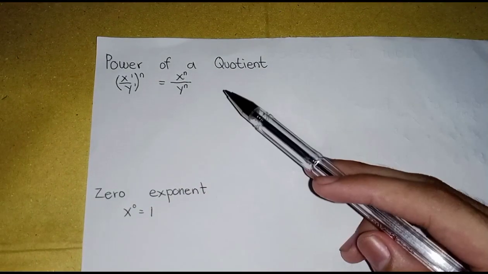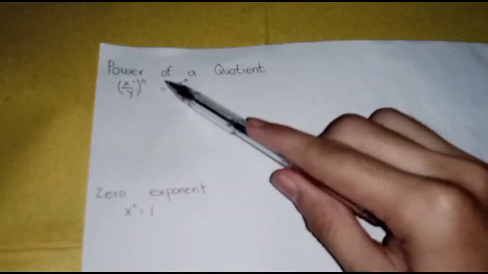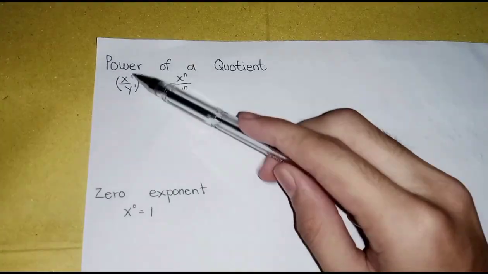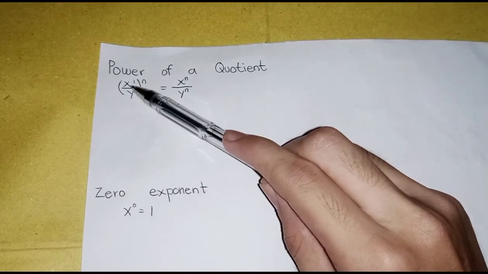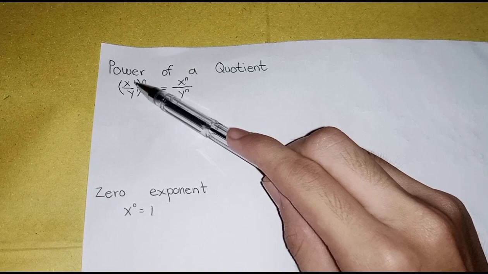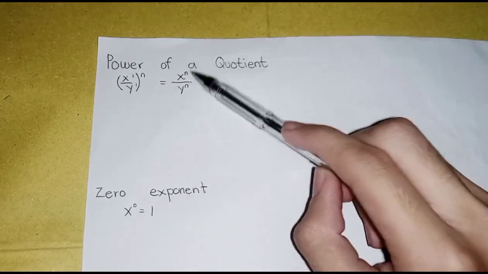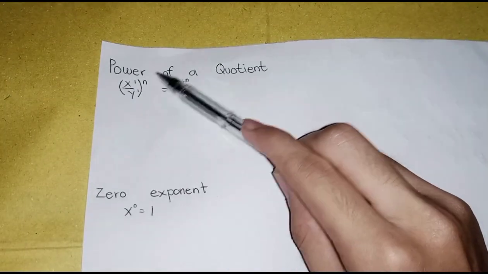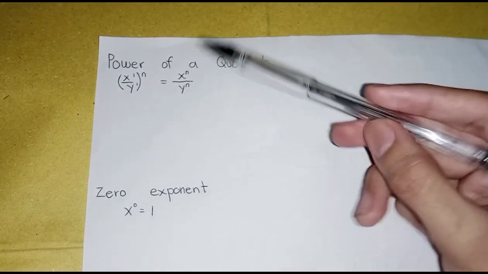Next naman ay power of a quotient. So, makikita, may mga quotient. Ibig sabihin nun, power of a quotient. So, pagta-times natin ulit yung exponent nila sa labas ng exponent. 1 times n, kaya naging x raised to n. And 1 times n, kaya naging y raised to n.